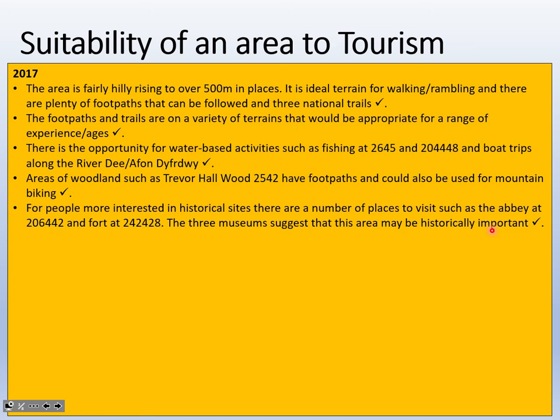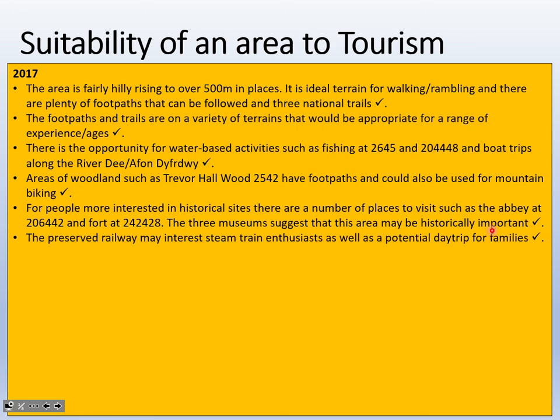Why is the area suited to tourism? If we simply said, there are 3 museums and tourists love museums, that's completely irrelevant. What we're saying here is this area is suited to the tourism industry because it's got a variety of historical sites which I can evidence, and it's got lots of museums which are of course relevant to that historical theme, and that tells us that this area is valuable to the tourism industry.